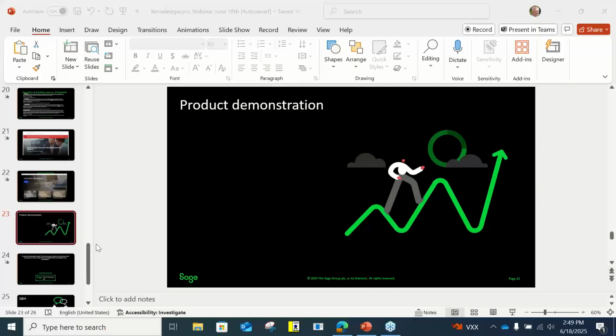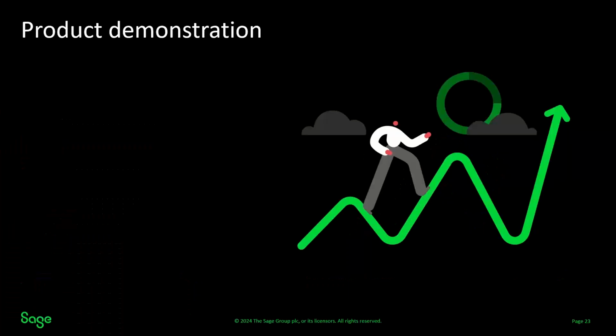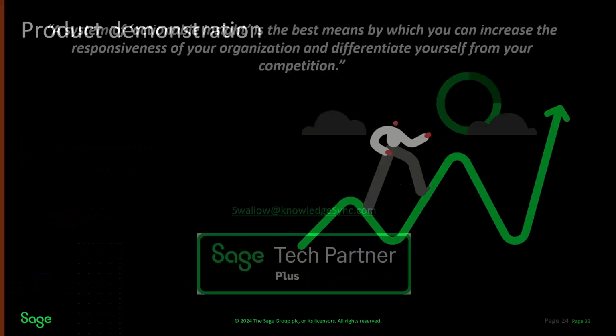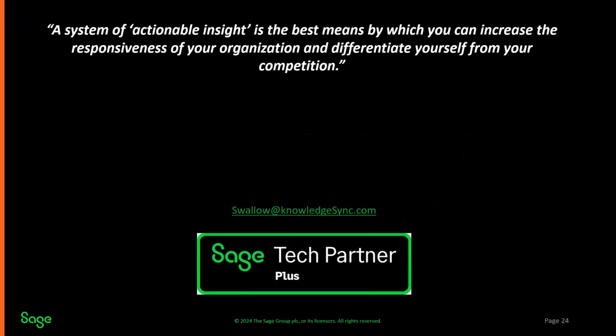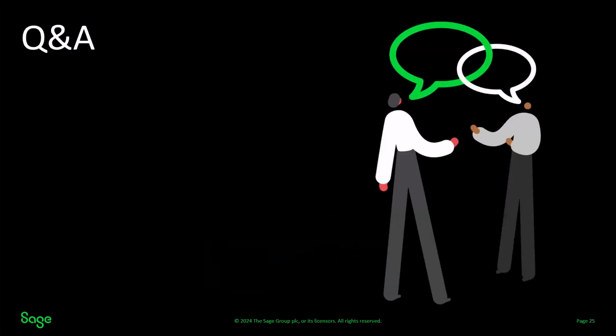Okay. Yeah, and so I'm just going to pop back here. So that's the next one. A system of actionable insights is the best means by which you can increase the responsiveness of your organization and differentiate yourself from your competition. We are a Sage Tech partner, which means we develop against the product. We get releases prior to you getting a release so that our products are tested against that, so we know what's going to happen, all those good things, before you see it.